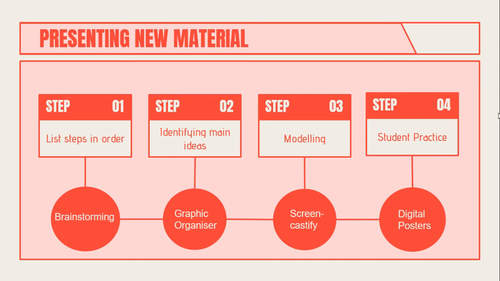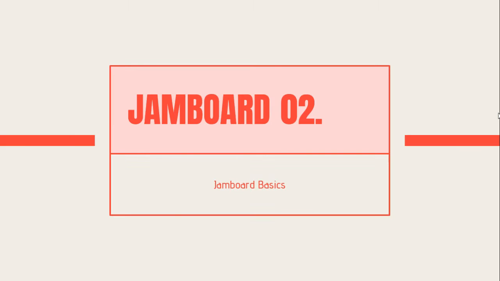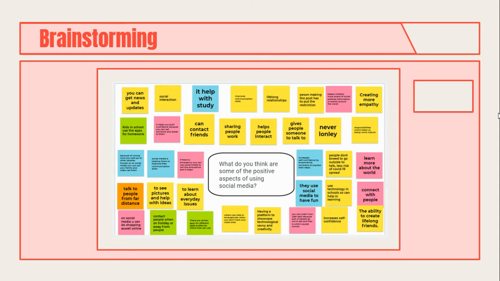So I'm actually going to go into all these ways now that we can use things like Jamboard to do this. So let's have a look. So brainstorming, as I said before, is something that's really easy to do on Jamboard. So you can see that I've used the sticky note feature that it has, and this is an example of a lesson that I had where we were looking at positive and negative aspects of using social media.